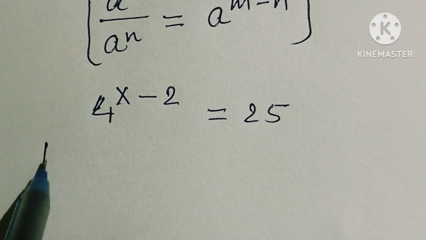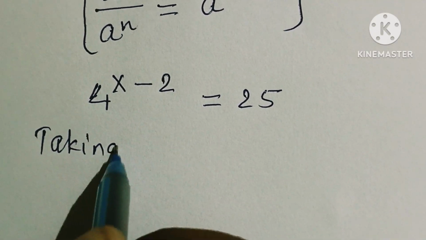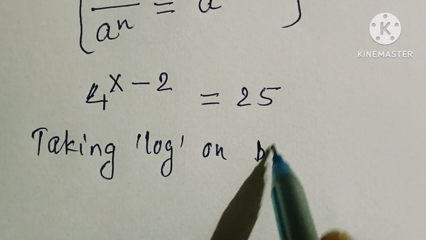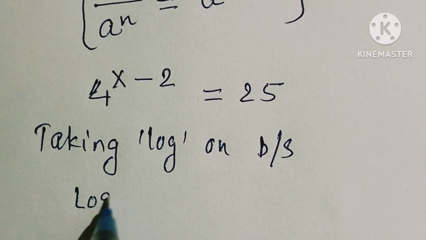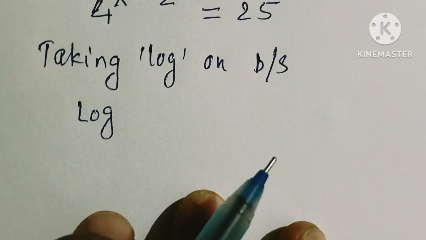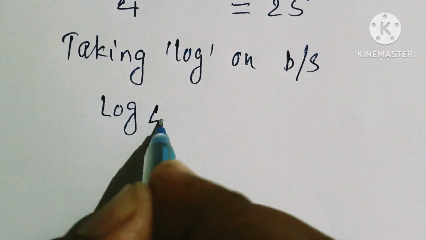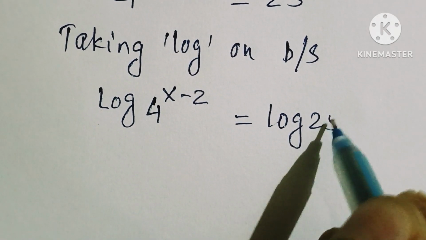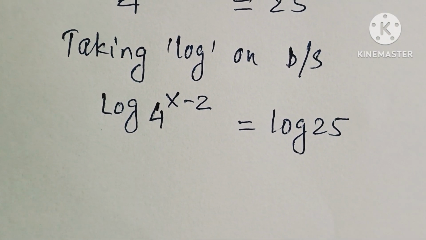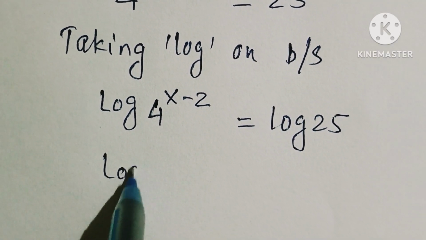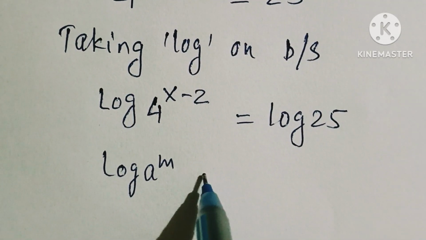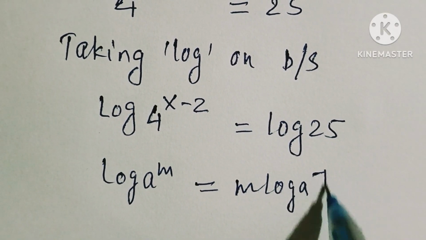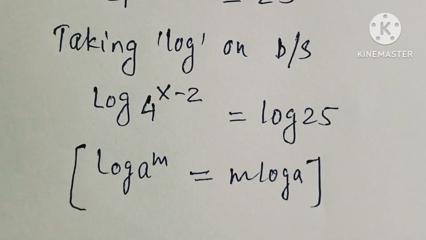Now taking log on both sides. We get log of 4 raised to power x minus 2 equal to log of 25. Then we can write log of a raised to power m equal to m log of a. Now we can solve this.